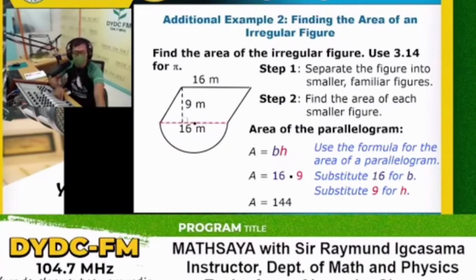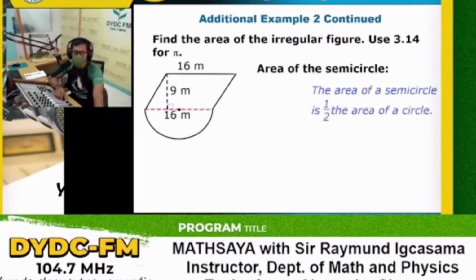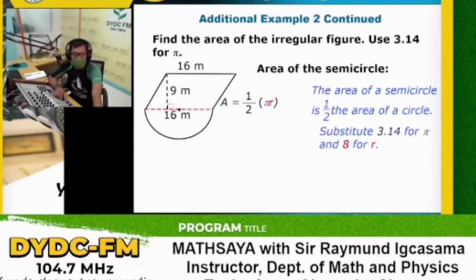Now let's proceed to the second figure. After the parallelogram, we have another figure, which is the semicircle. The area of a circle is given by pi r squared, so for the semicircle you have one half pi r squared. Substitute 3.14 for pi and 8 for the radius. Eight is the radius because the diameter is 16.